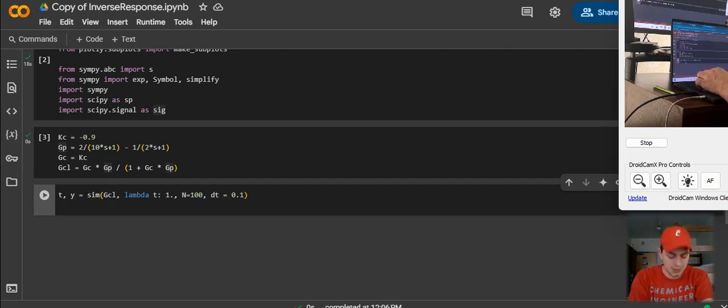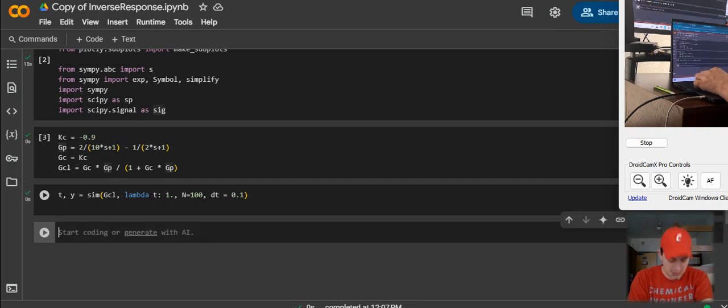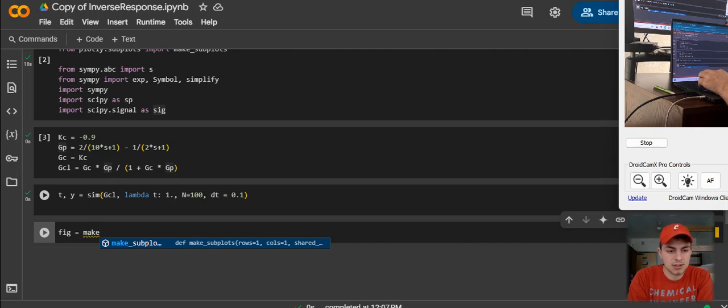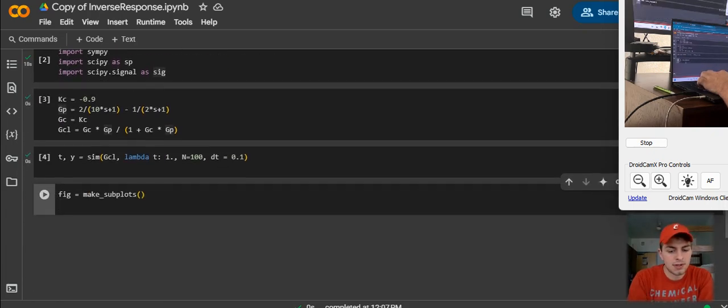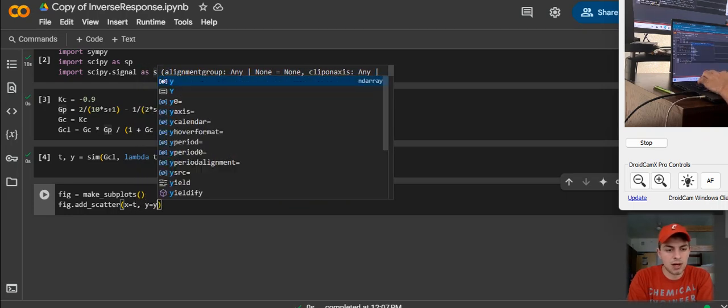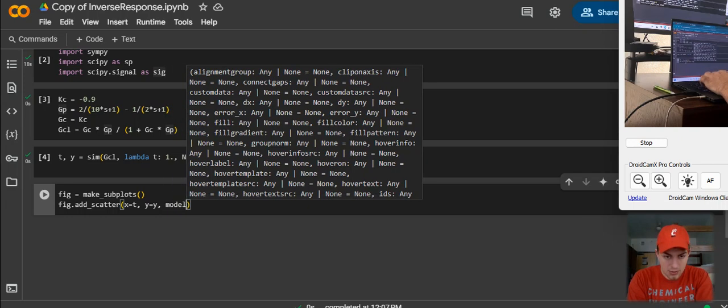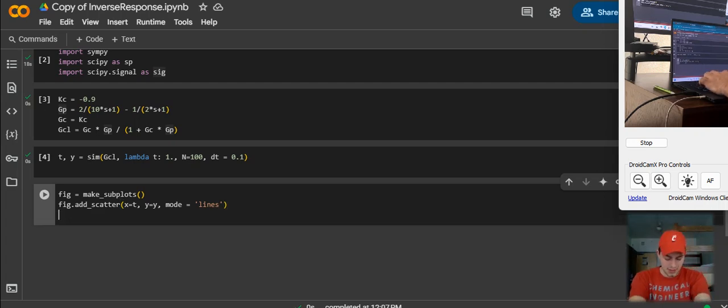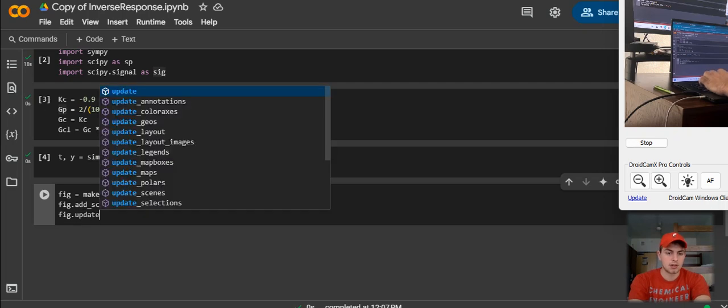Obviously, y is our output. Let's go ahead and make sure that runs, so it does. So then the last thing that we need to do here is just plot t versus y. So fig equals make subplots. Did I import that? Yes. Fig dot add scatter here. We're going to say x is equal to t, y is equal to y, and our mode should be lines. So then finally, let's just go ahead and throw in an update layout.